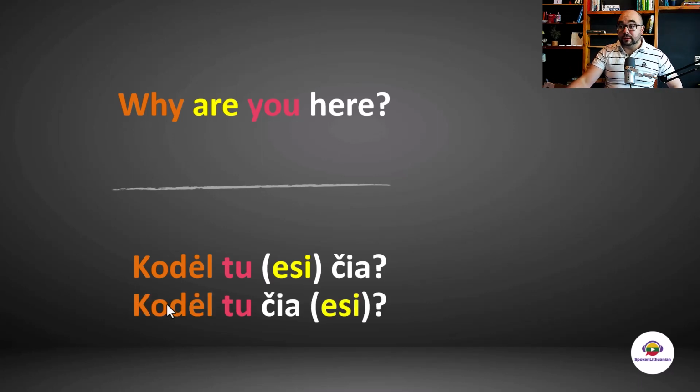Let's try a couple more. Oh, by the way, even you can switch it up. Kodėl tu čia esi could even go to the ending if you wanted it to, because you would emphasize it then. In this case, you would emphasize esi, and that would emphasize the question of why are you here, okay? Because you can emphasize different things. Sometimes you can emphasize čia, and you can say kodėl tu esi čia, why are you here, instead of somewhere else, okay? Kodėl tu esi čia, kodėl tu čia esi, or just kodėl tu čia.